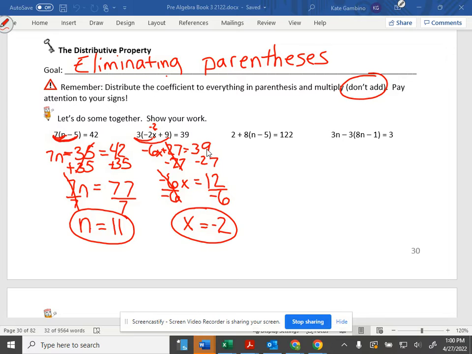Oh my goodness. Now we have 2 plus 8 times (n minus 5) equals 122. Whew. Now we're getting into those multi-steps. Oh my goodness, so much going on. What should I do first? Instead of looking at it going, there's a whole lot of numbers there and I've got letters thrown in, what do I do? Take it one step at a time. What's my first step always going to be, Finn?